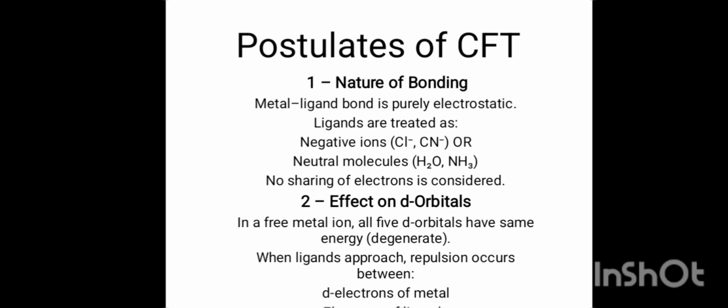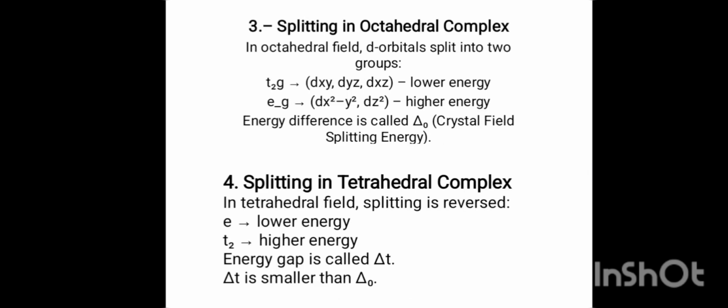Effect on d orbitals: in a free metal ion, all five d orbitals have the same energy, or are degenerate. When ligands approach, repulsion occurs between the ligands and the d electrons of the metal. Splitting in octahedral complexes: in an octahedral field, d orbitals split into two groups, t2g and eg. t2g has lower energy and eg has higher energy. t2g orbitals are dxy, dyz and dxz. eg orbitals are dz square and dx square minus y square. The energy difference is called the crystal field splitting energy.